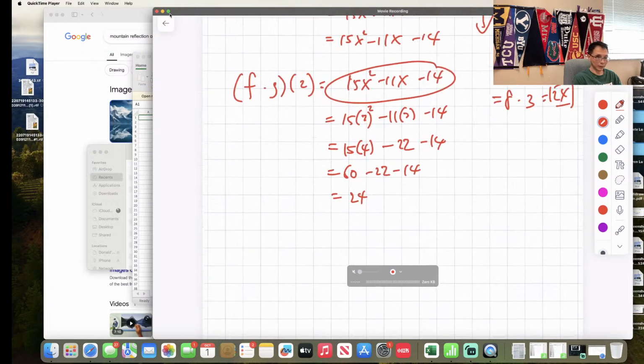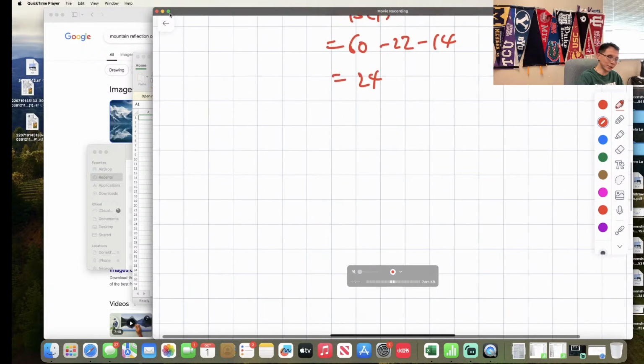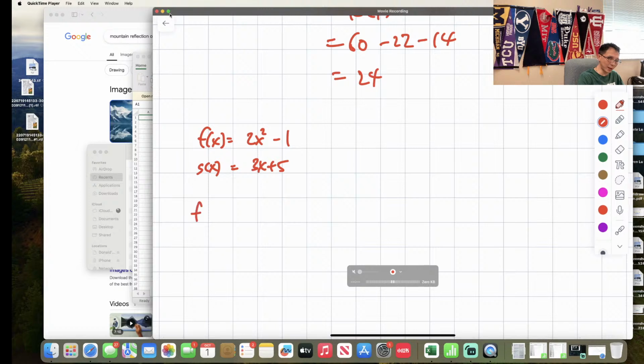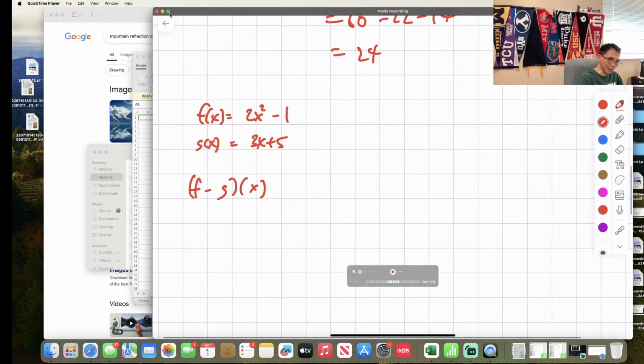Okay. I'm just going to start with some easy ones. So we're going to name this f. F of x equals 2x squared minus 1. And g of x is equal to 3x plus 5. And we say, hey, can you tell me what's f minus g of x? And can you tell me what's f dot g of x?